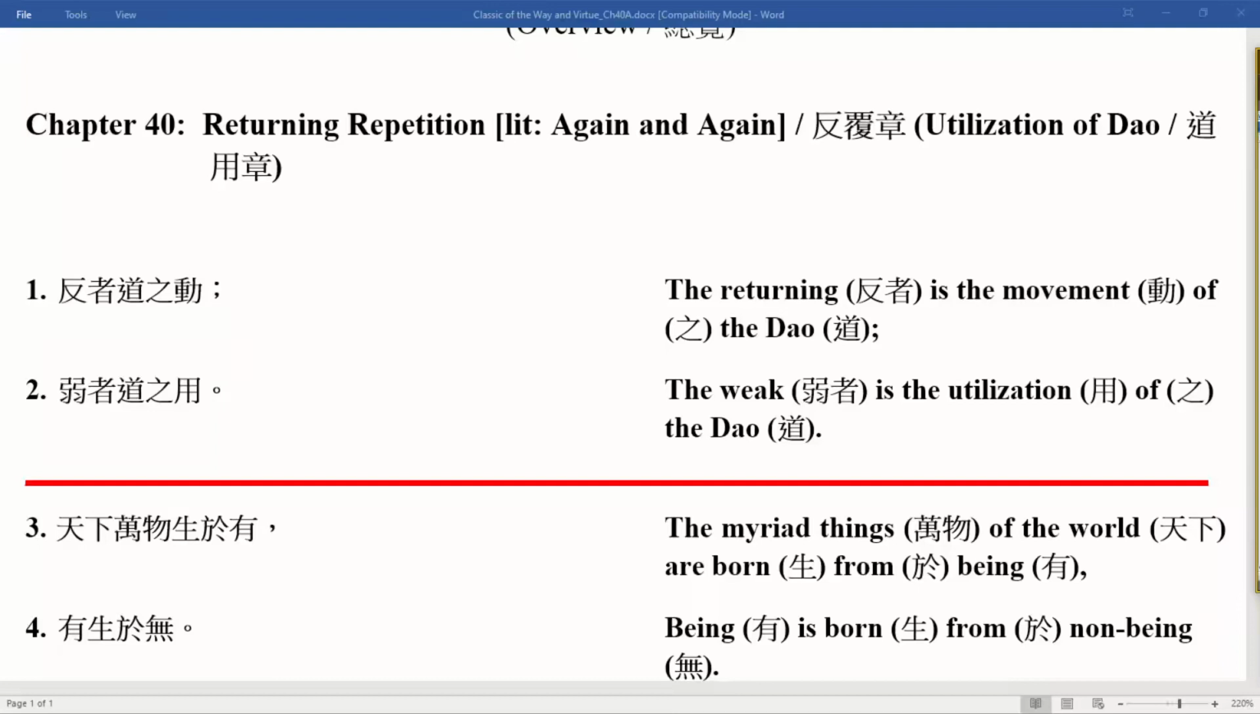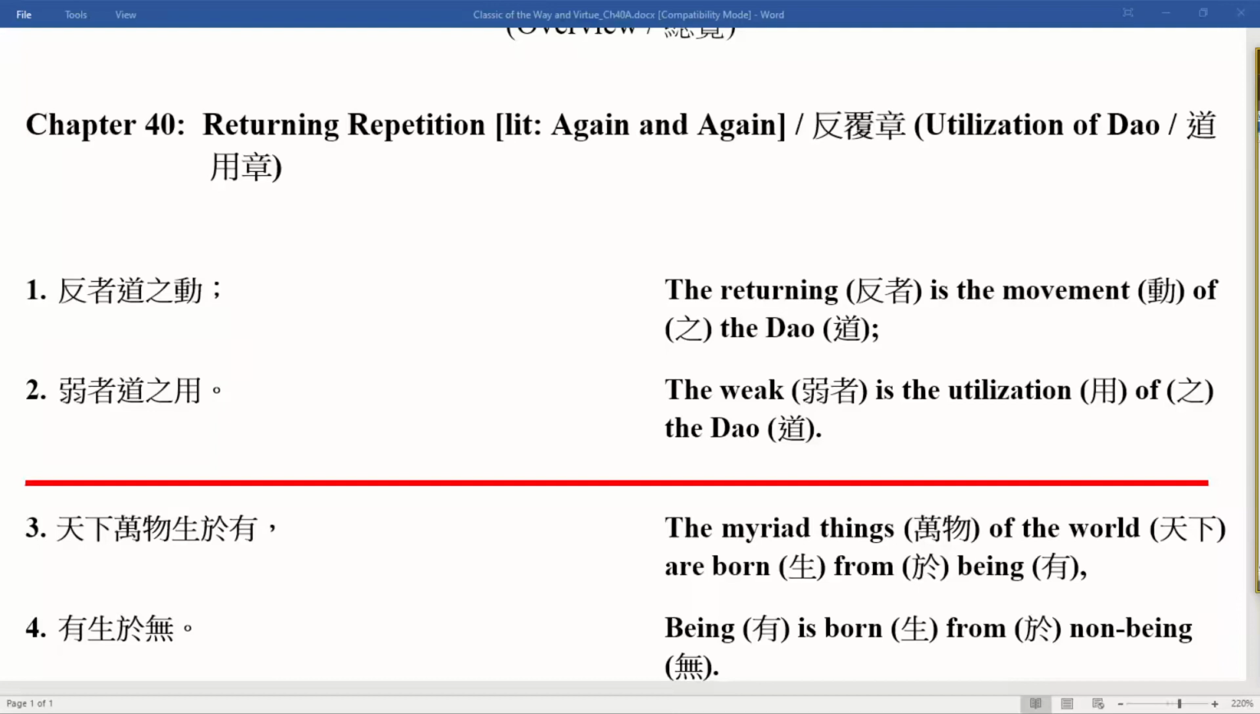It's kind of interesting because it's in the middle of the whole classic, right? There are 81 chapters, so 41 would be the exact middle one. 41 also happens to be a long chapter, which, if we have some time today, we'll talk about the first section. Okay, so chapter 40 is an interesting chapter.